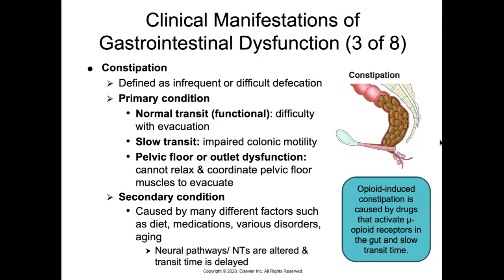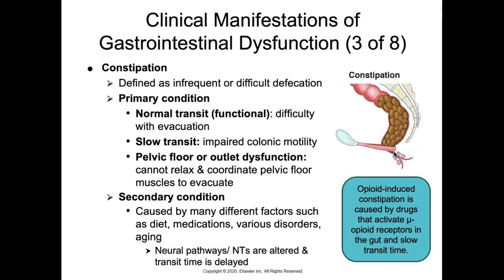The second category is slow transit, when we have impaired colonic motility, meaning we're not able to move the contents along the way we should. Then there's pelvic floor or outlet dysfunction, in which we cannot relax or coordinate the pelvic floor muscles in order to evacuate the feces. Now, the secondary conditions are due to different factors such as diet, medications, some disorders, or aging processes.